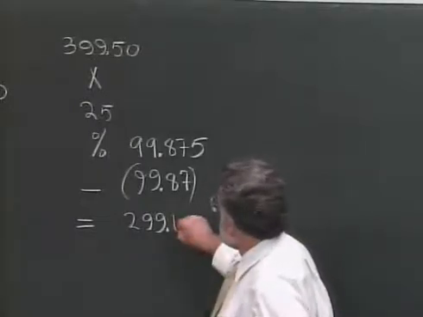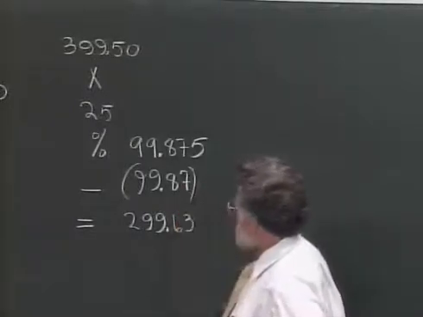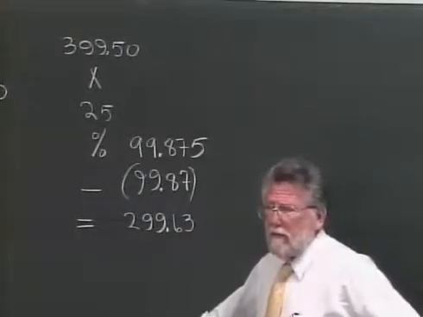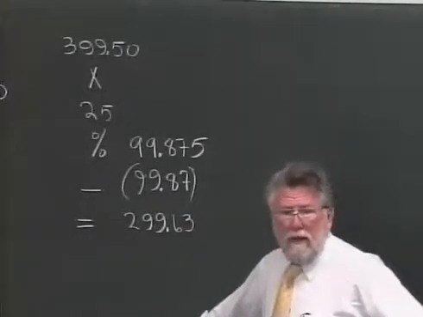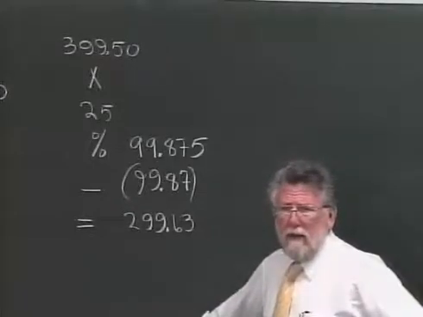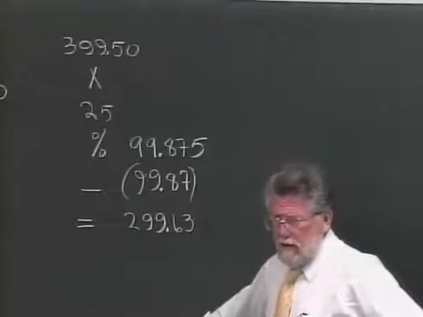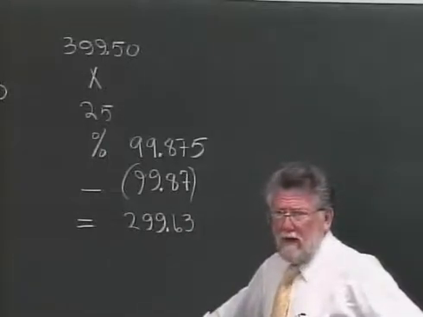$299.63, because we rounded this down. Do we agree? Now that's your sale price. And that's roughly $300. That's what we expected. So if I think of what we did earlier, where we did it mentally, we have something close to $300.